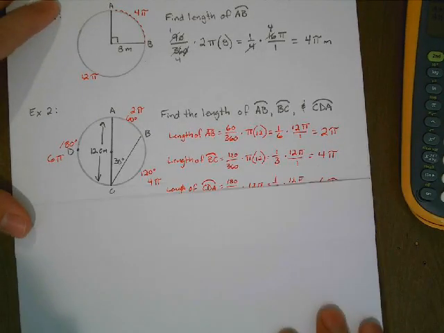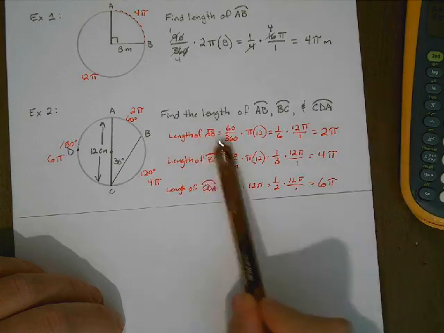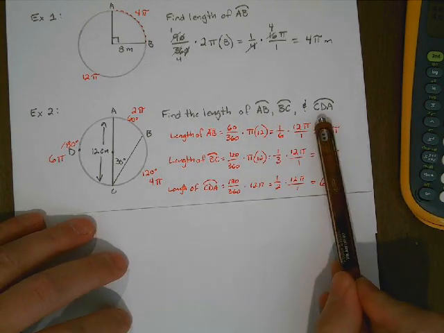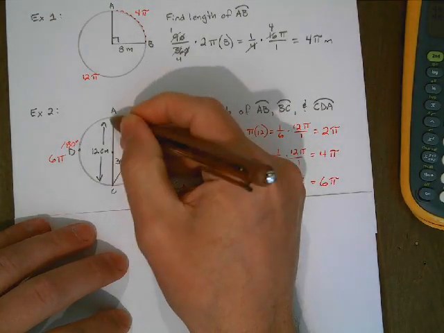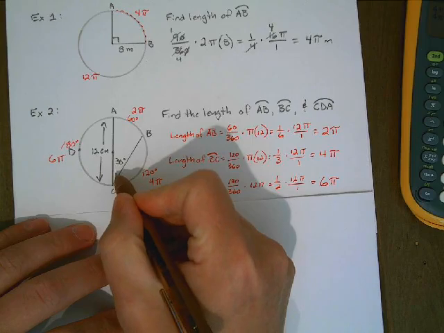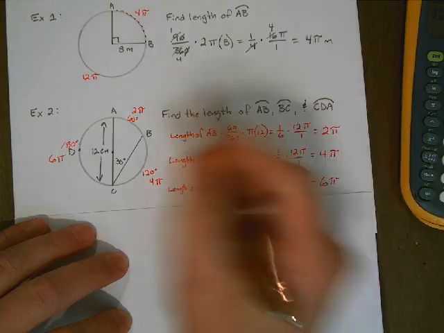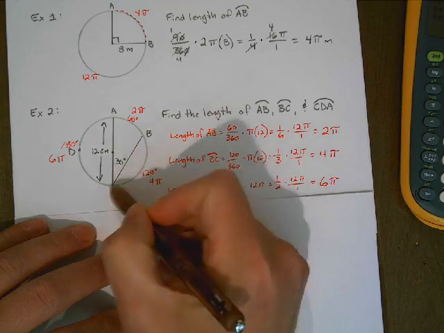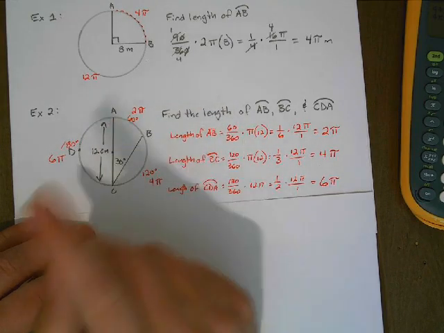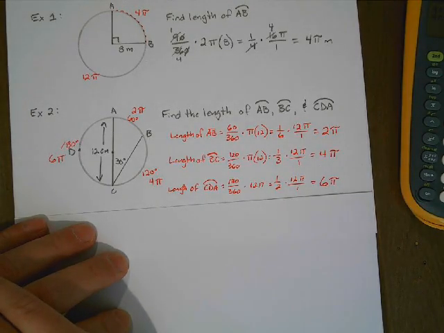All right, here's another one. On this one, I want to find the length of AB, BC, and CDA. So here's what they give me. They give me that the diameter is 12. They give me that this inscribed angle is 30. And they want us to find out how big this arc is, how big this arc is, and how big that arc is, in terms of the distance.